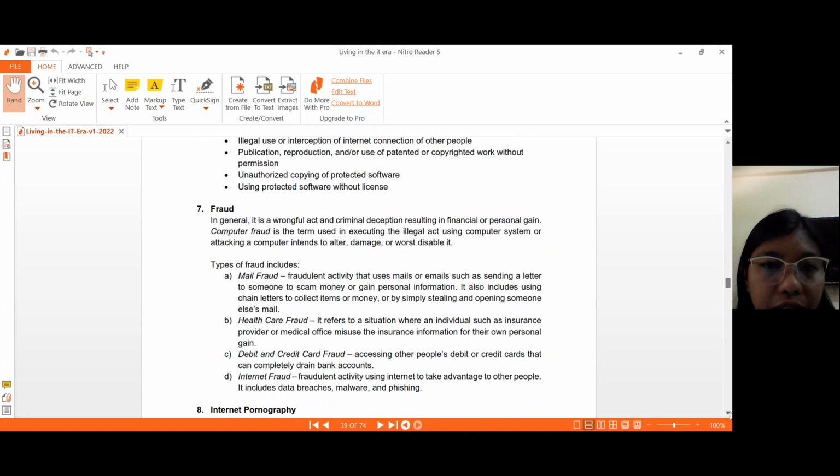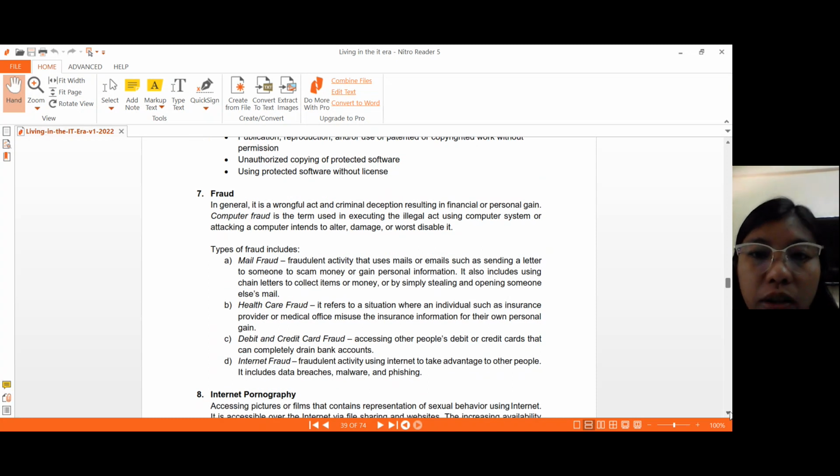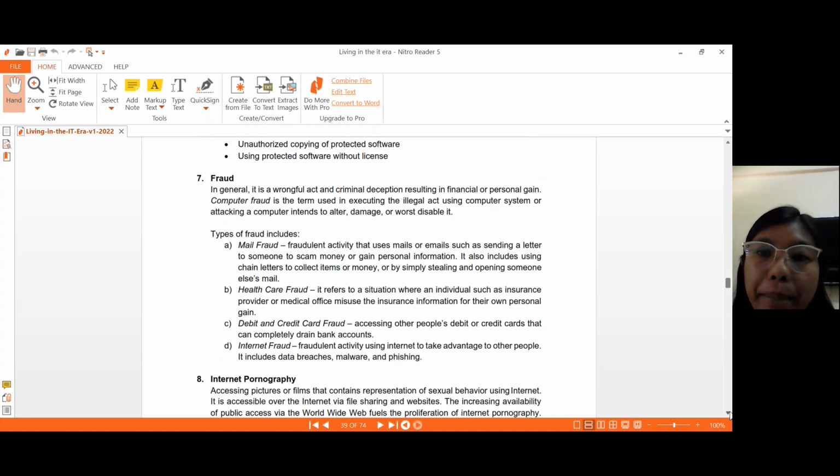Alright, let's go to fraud. Fraud in general is a wrongful act and criminal deception resulting in financial or personal gain. So computer fraud is the term used in executing the illegal act using computer system or attacking a computer which intends to alter, damage, or worse, disable it.